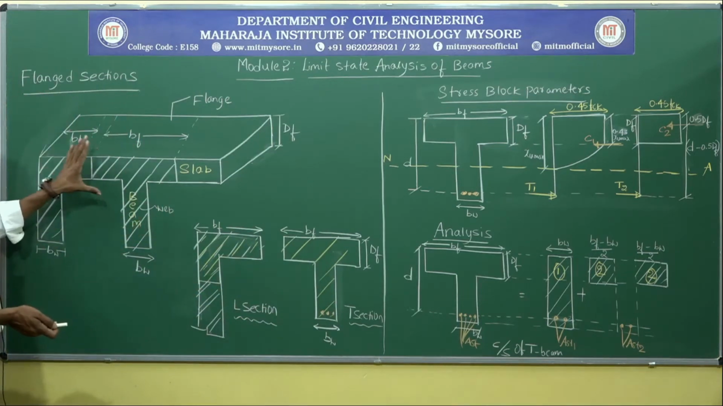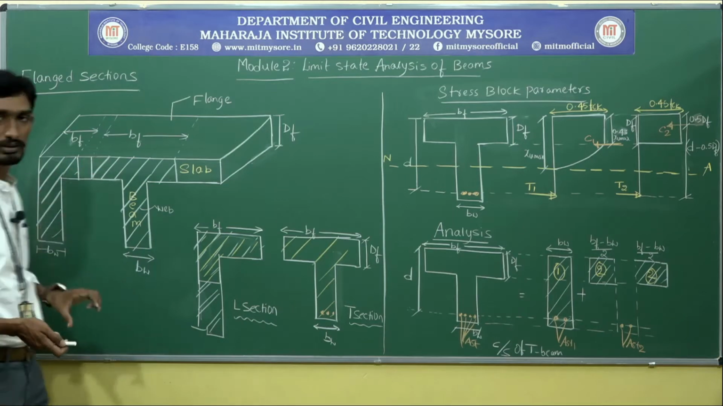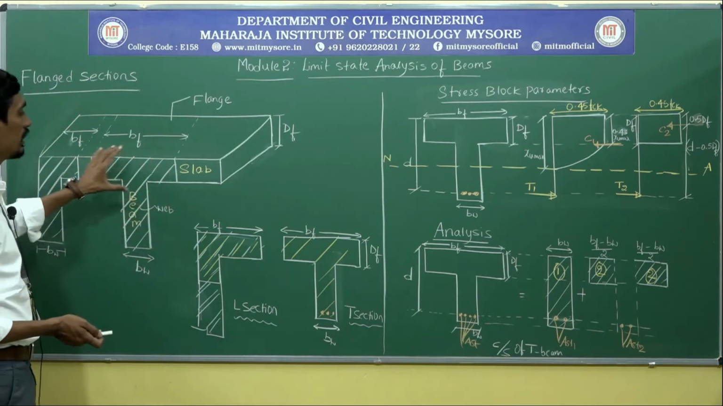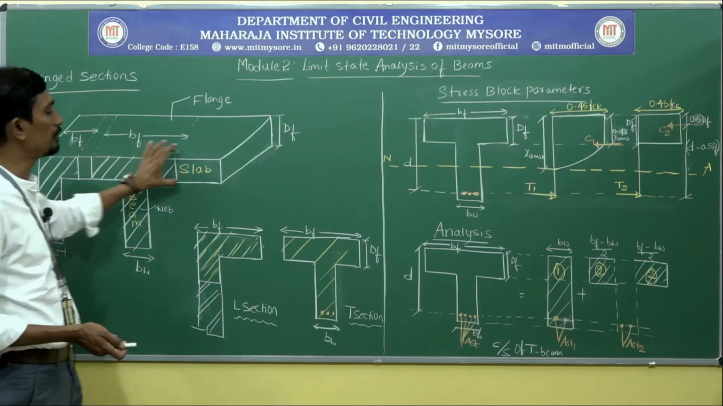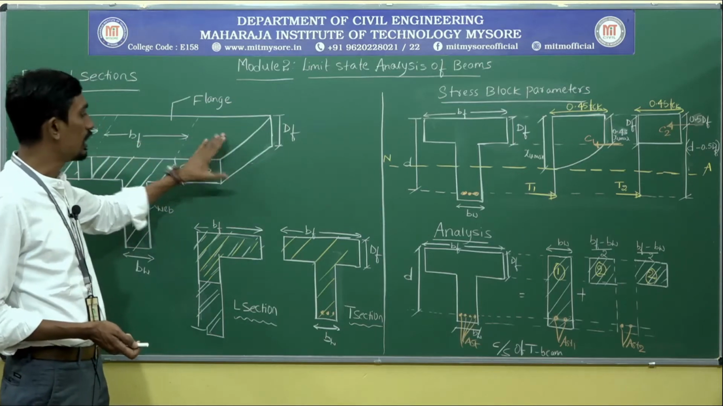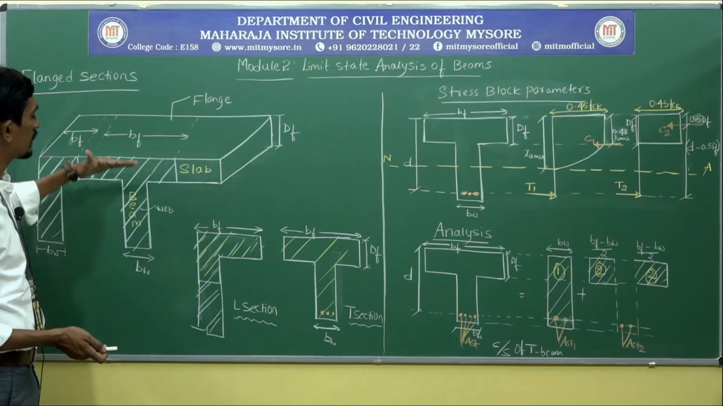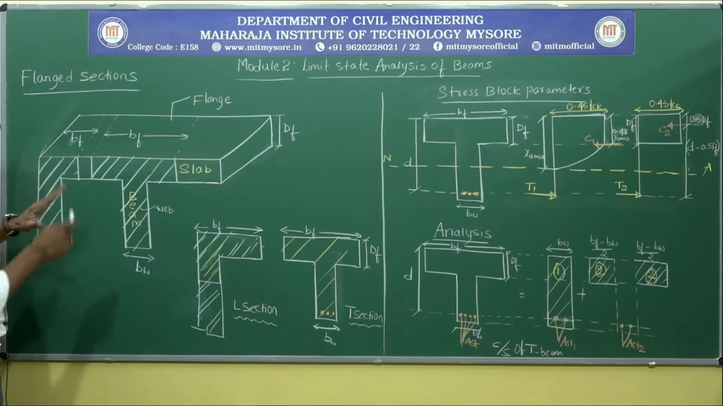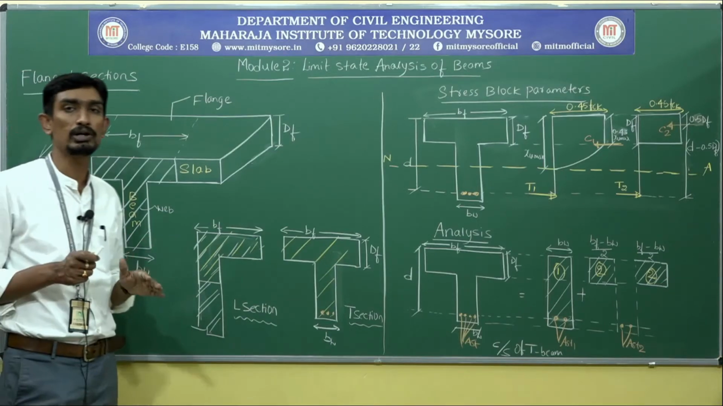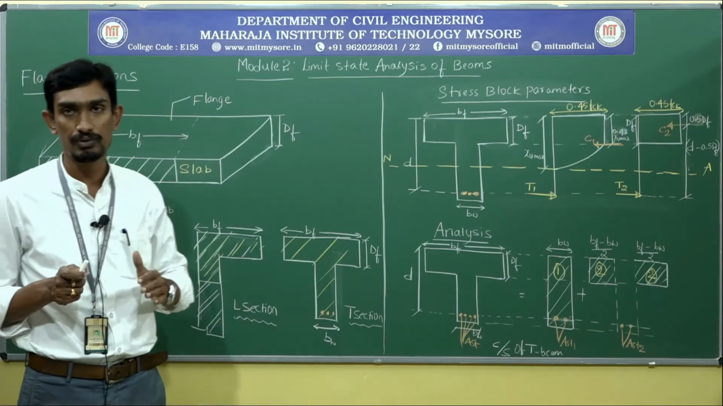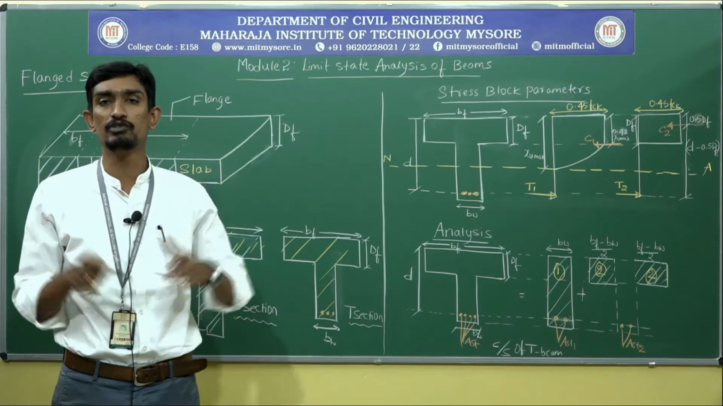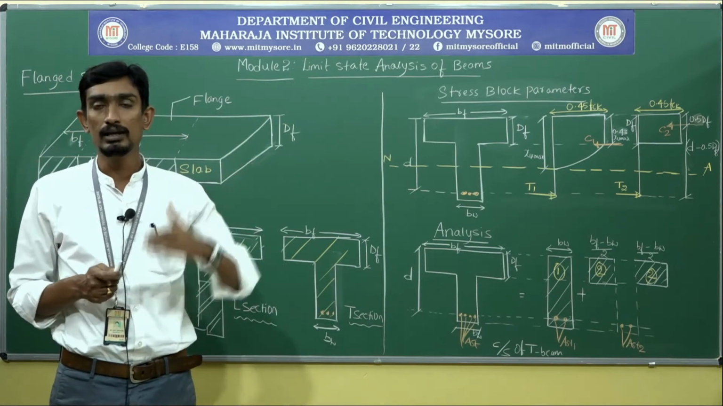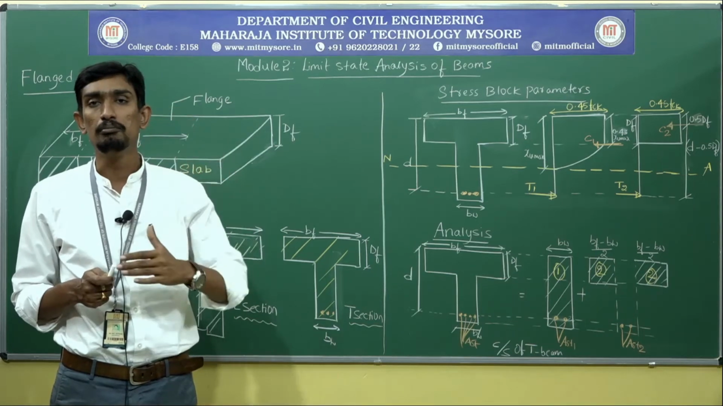This is the typical 3D view. You can see this portion is called the slab portion, and this slab is resting on a beam. You can see this corner portion resting on a wall. This is the actual scenario you will see when you observe a roof. At the end, the slab rests on the wall, and in the middle portion it rests on the beam.